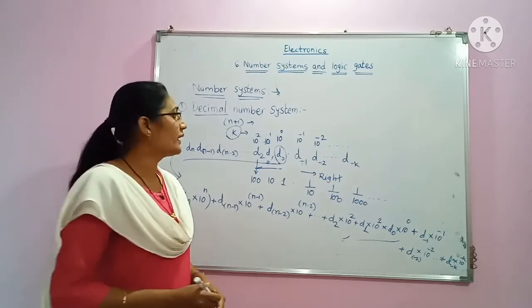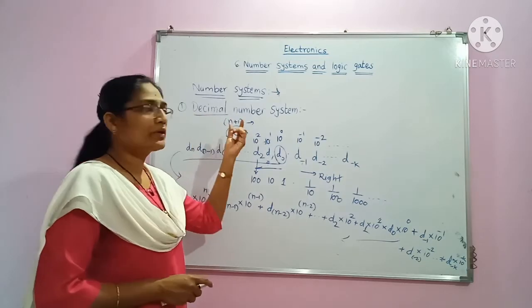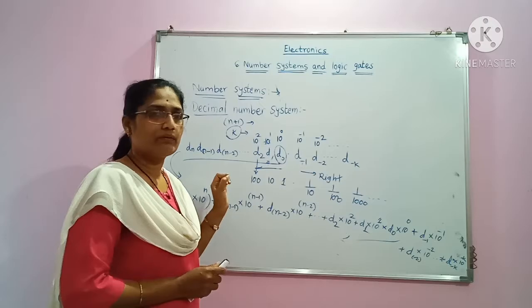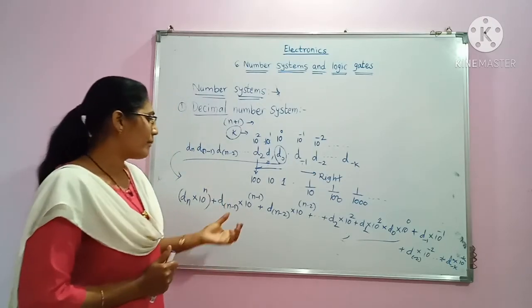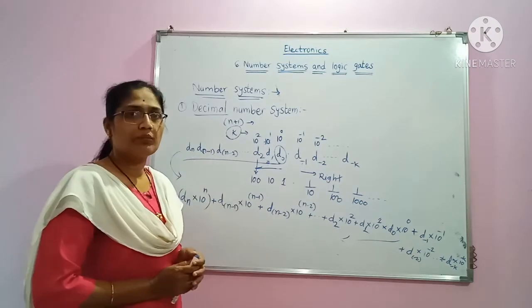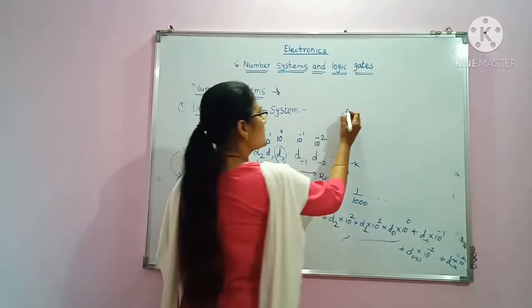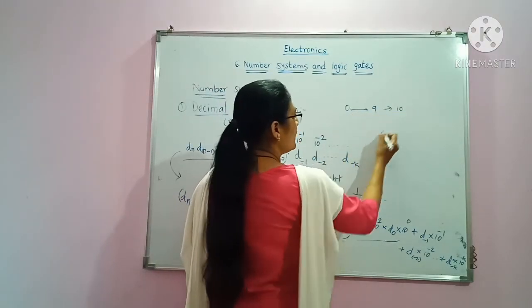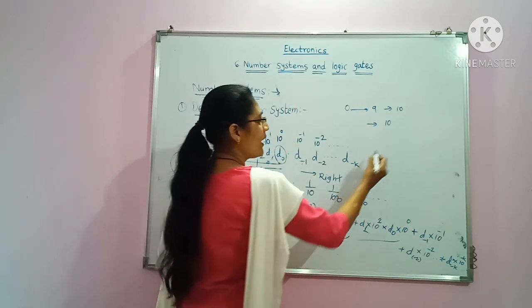So in this way one can find out the decimal number system and the value of the decimal number by using this decimal number system. It means that I have to concentrate on these digits from 0 to 9, total 10. So its radix or base is 10.